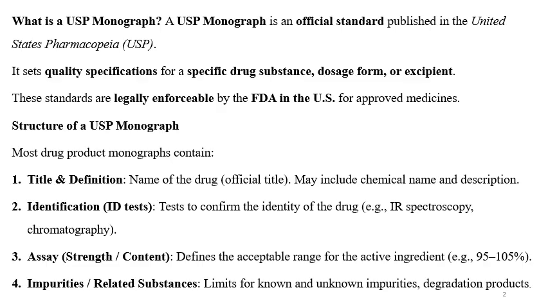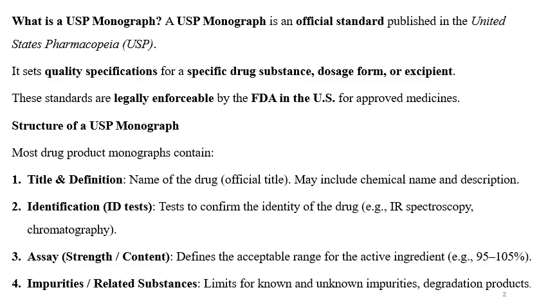Monograph is a quality specification for the specific drug substance, dosage form, or formulation, or an excipient. And these standards are legally enforceable by the FDA in the US for approved medicines. If you are claiming the formulation as USP, it is required to meet the USP standards.